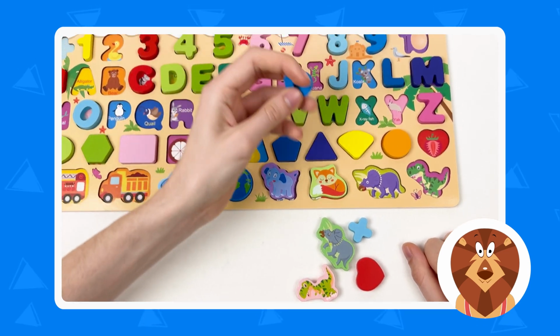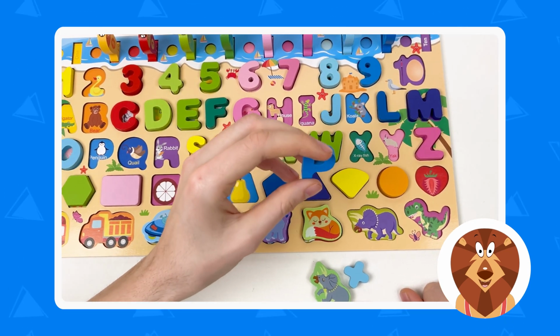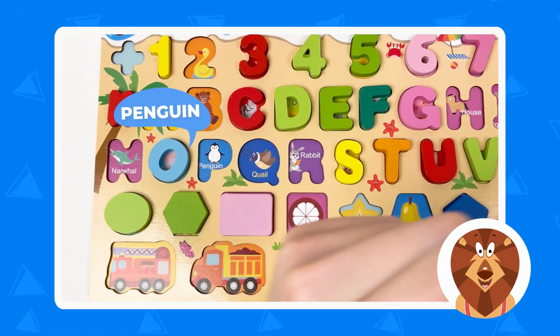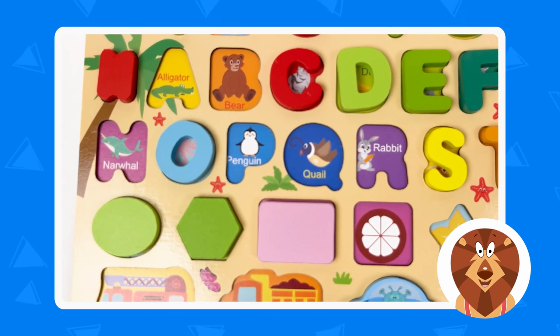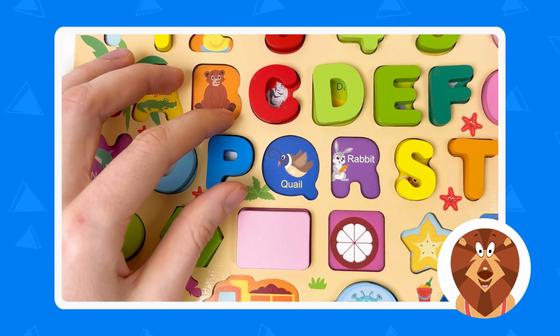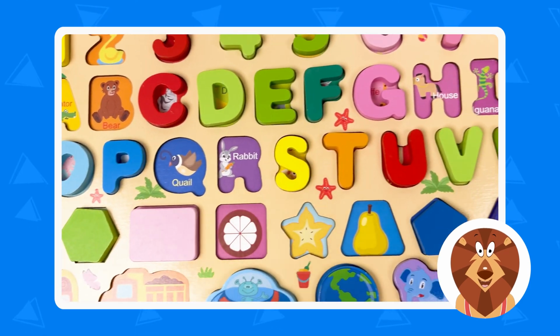This is the letter called P. Pup. So we need to find a penguin. Okay, can you see the penguin? Yes, I can see it. It's here. Great finding. You're doing amazing. So we put it here.